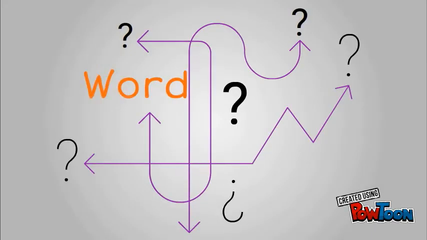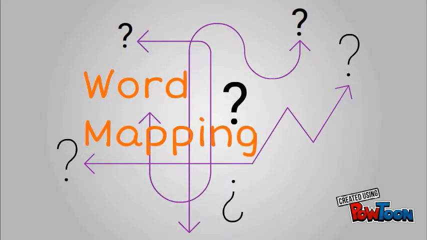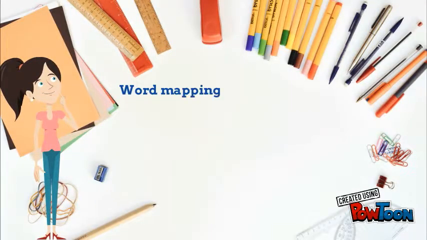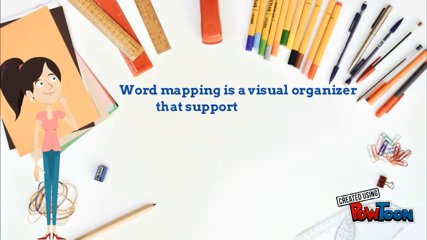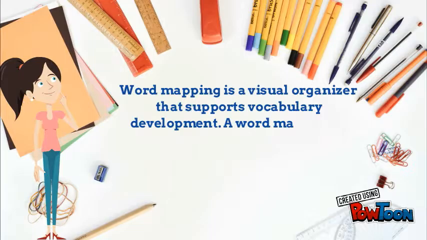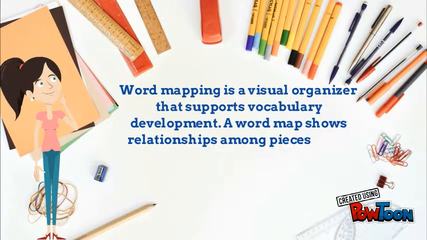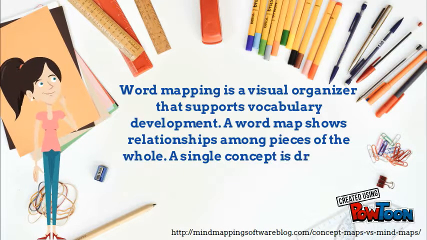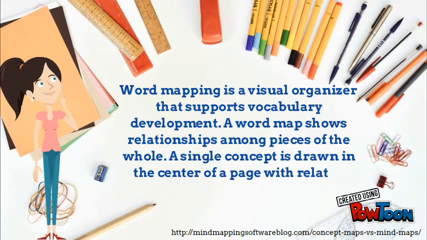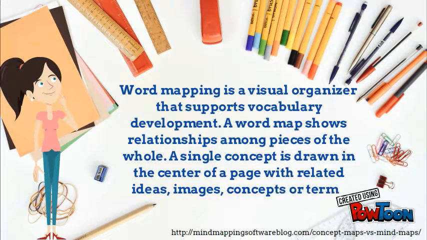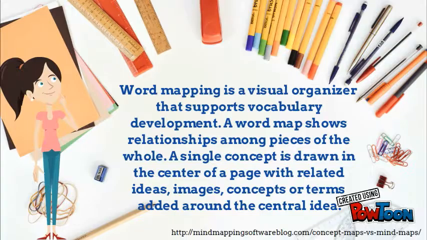You're probably wondering what word mapping is. Well, let me tell you. Word mapping is a visual organizer that supports vocabulary development. A word map shows relationships among pieces of a whole. A single concept is drawn in the center of a page, with related ideas, images, concepts, or terms added around the central idea.